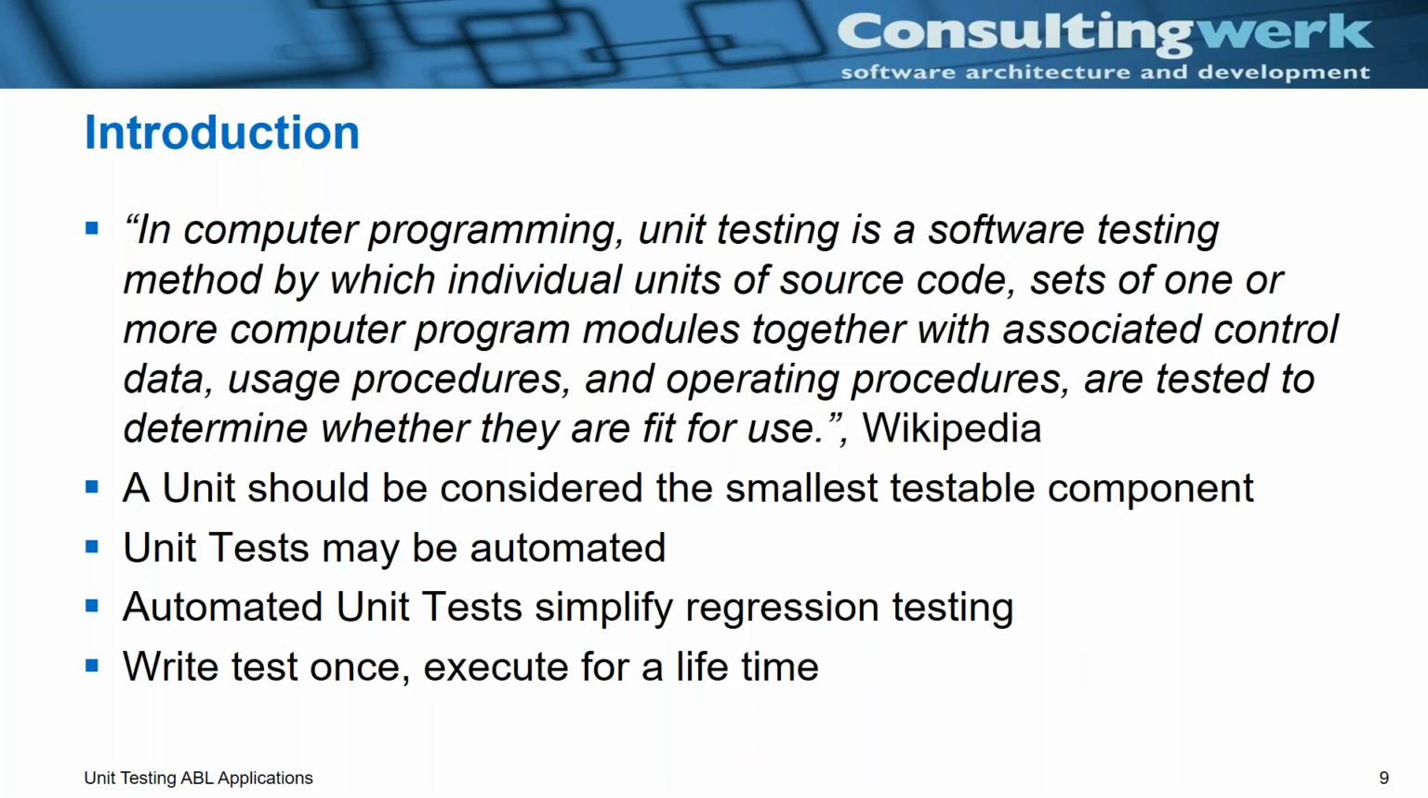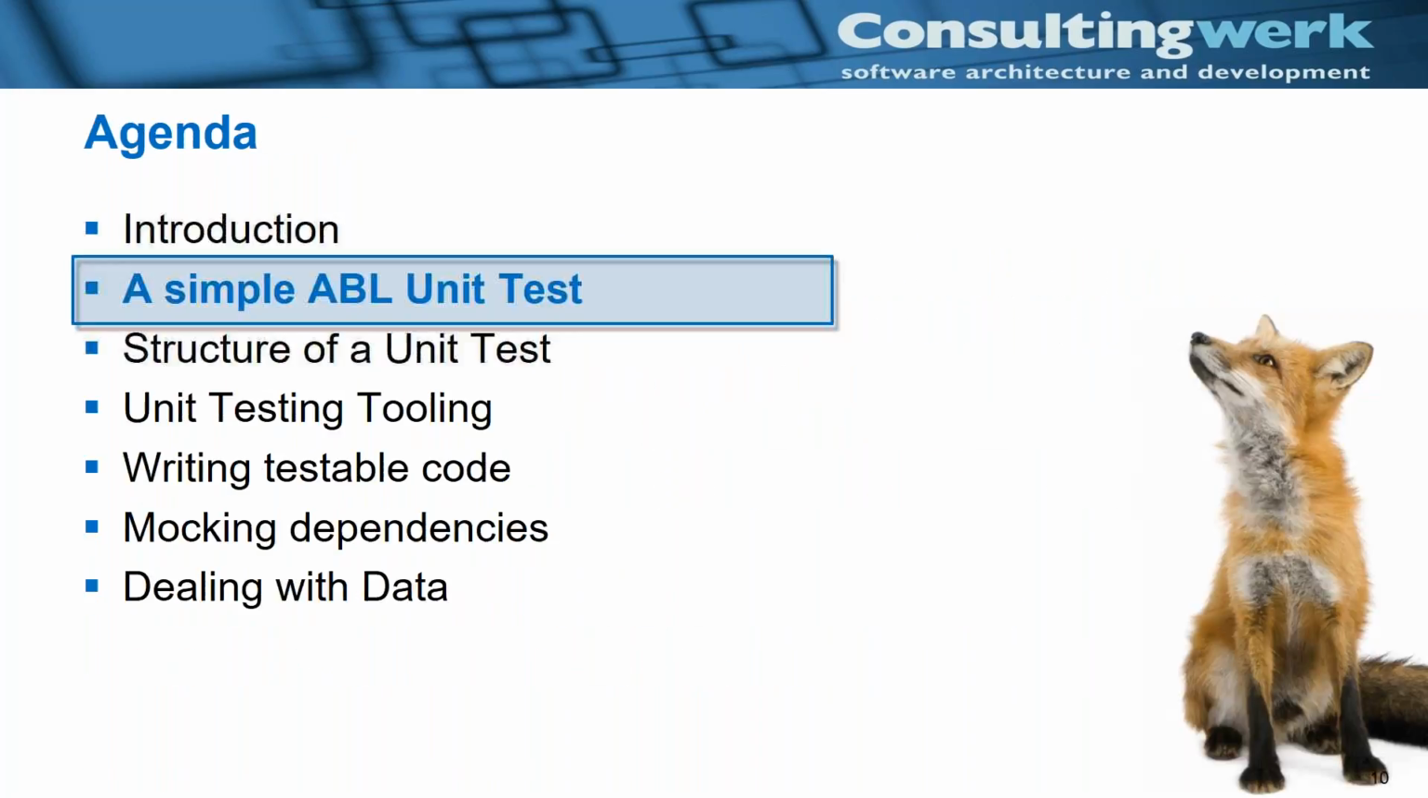So automated unit tests have many advantages because it's much cheaper to let a computer execute all those unit tests hourly or nightly or whenever you commit code than having human users doing that once. And the idea is that you write tests once and execute them for the lifetime of the software product that you're working on.